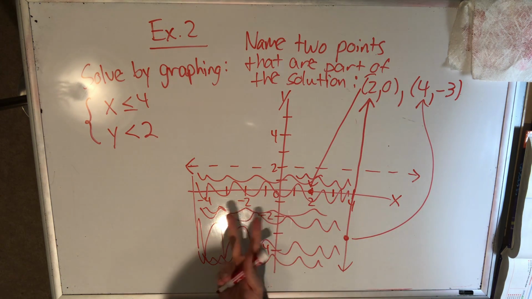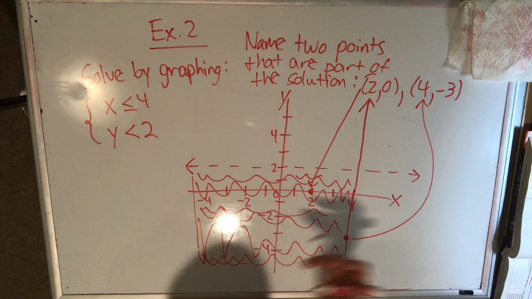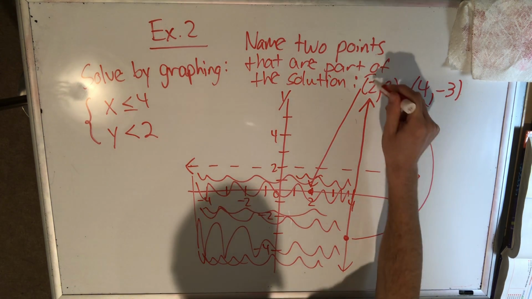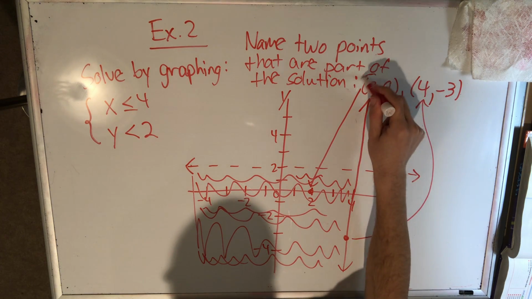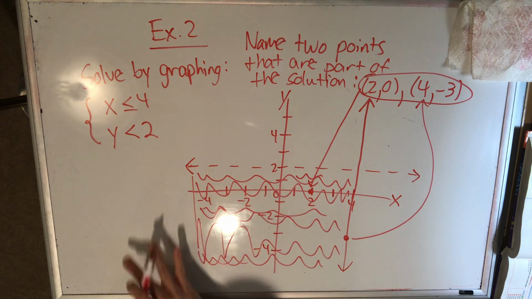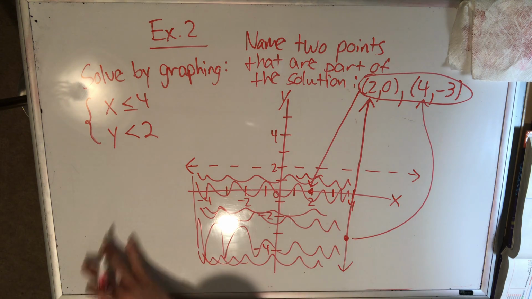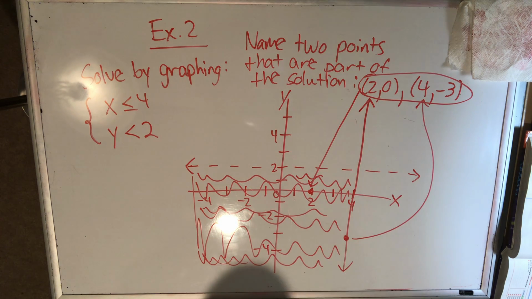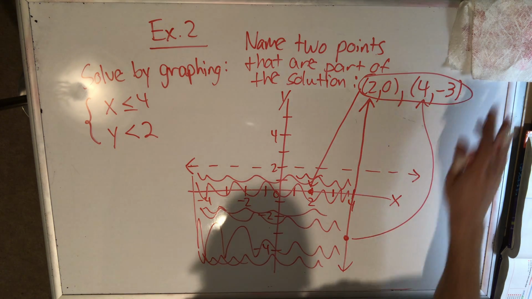But I could have picked any 2 other points in the shaded region or on the solid line bordering the shaded region. And keep in mind that the shaded region goes on forever in this direction, because these lines go on forever. Now let's go to example 3.